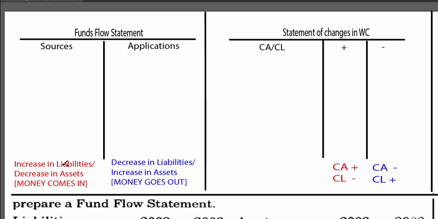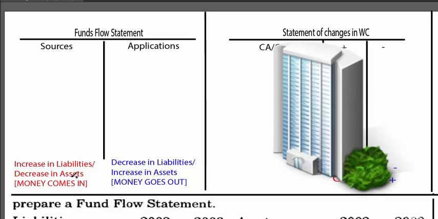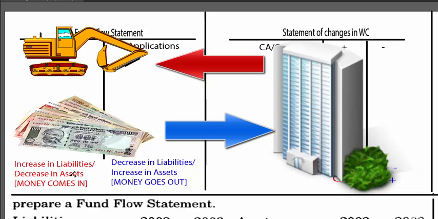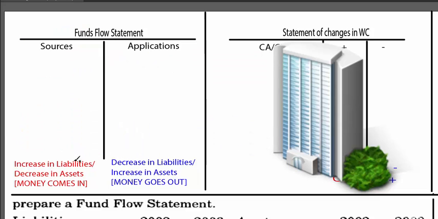Now, sources are basically when money comes in. When your liabilities increase, that means money is coming in. When you decrease in assets, for example, when you sell a machinery, money is coming in because you sell the machinery and you get money. So all increase in liabilities, decrease in assets, anything that has got to do with money coming in, those go to sources. And it is the opposite for applications when money goes out.